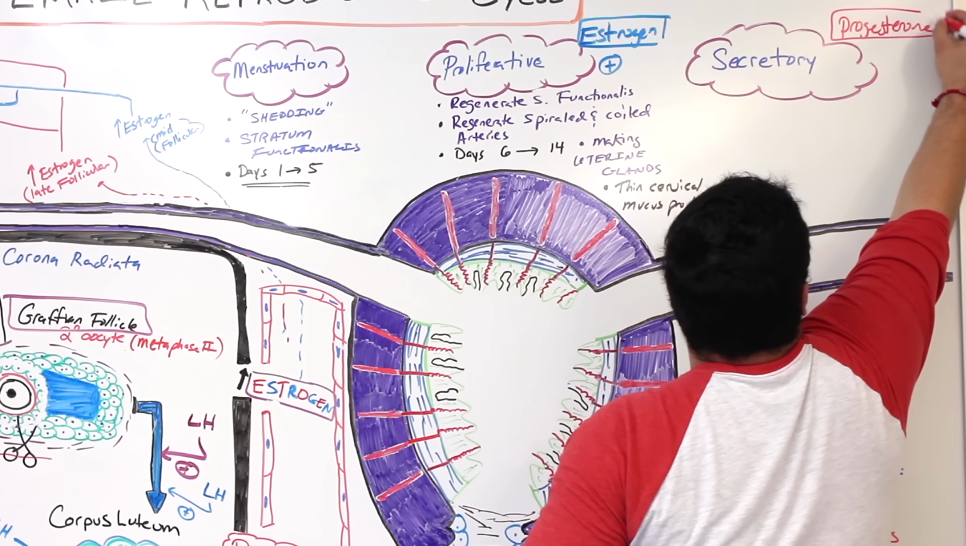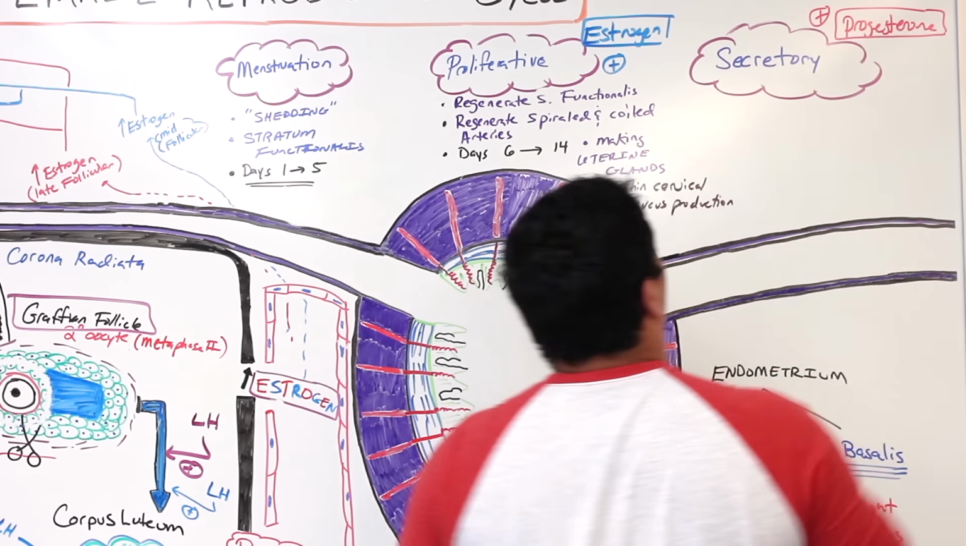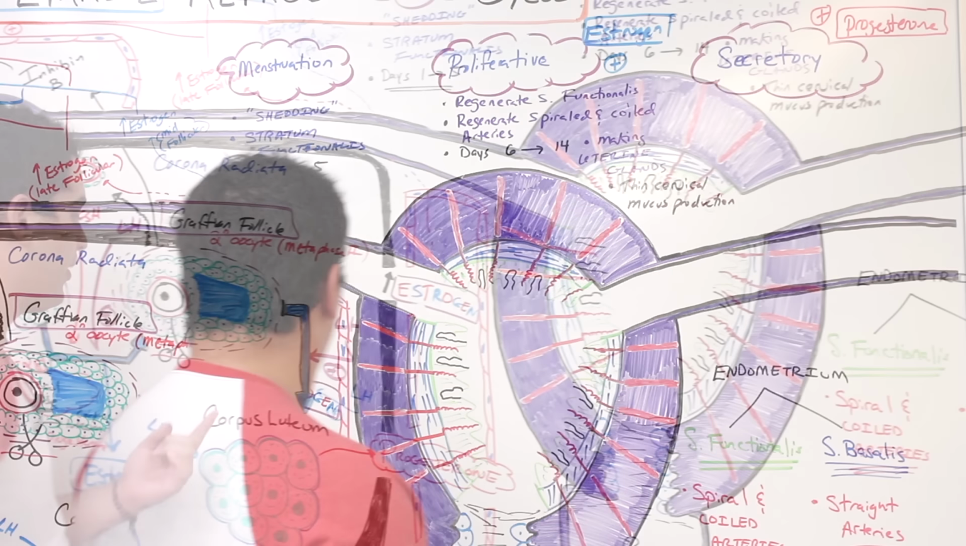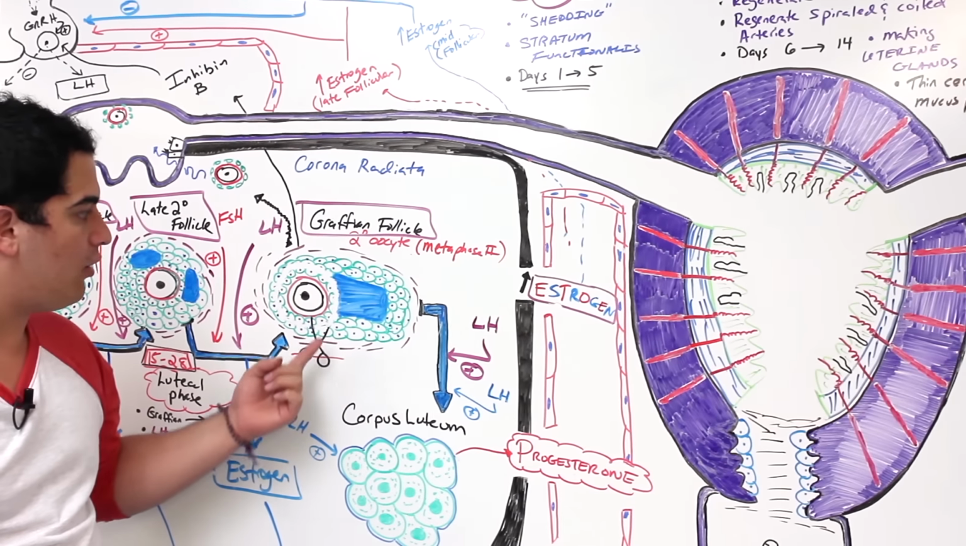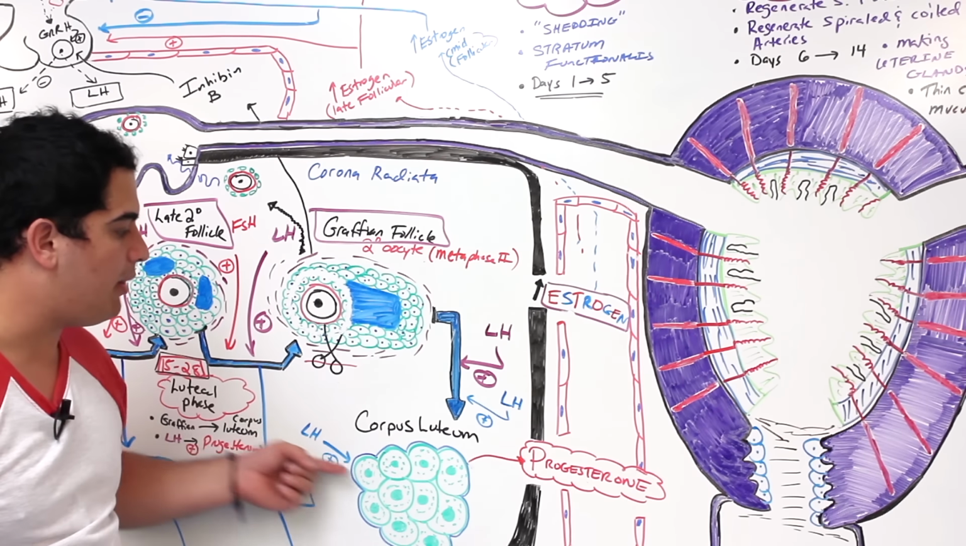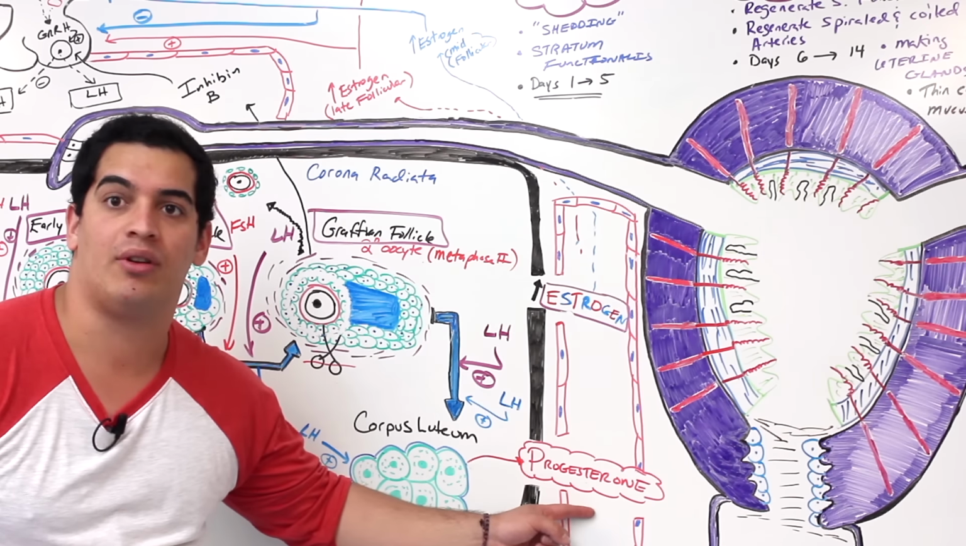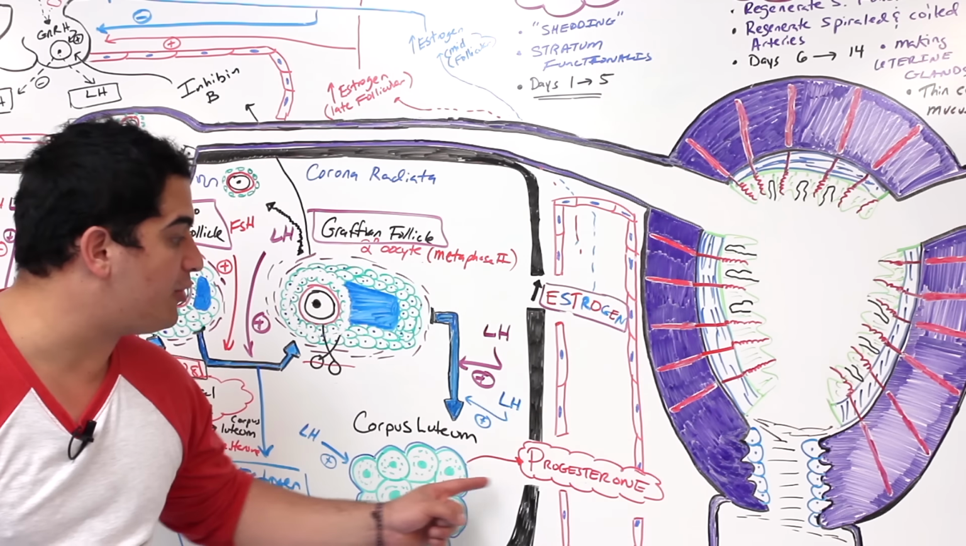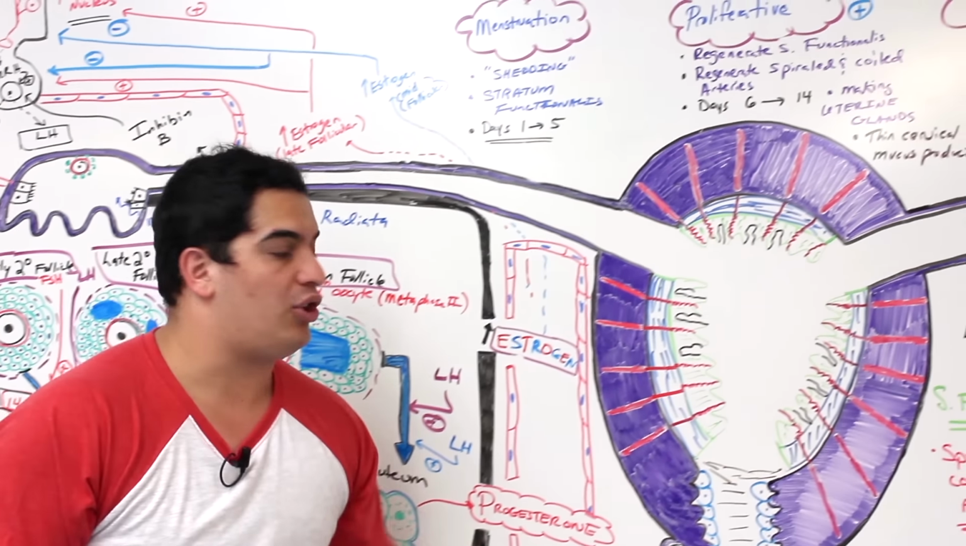Now, who was actually synthesizing and secreting that progesterone? Let's come back. Remember in the ovary we had the luteinizing hormone convert the Graafian follicle into the corpus luteum, and then it stimulated the corpus luteum to make progesterone? That progesterone right there that was produced by the corpus luteum is going to act on the uterus.